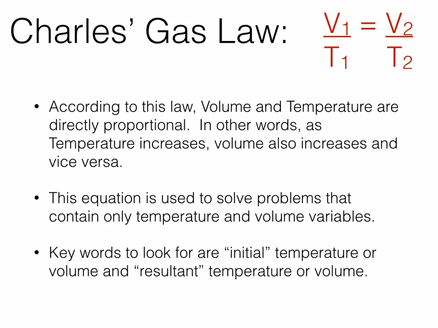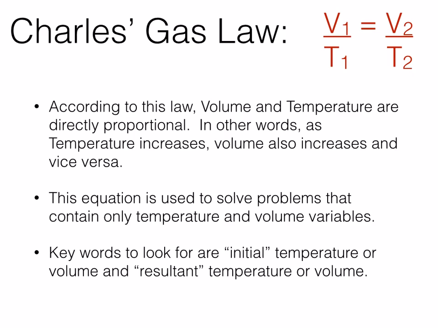When we're trying to solve problems, we're going to be using this equation, V1 divided by T1 equals V2 divided by T2, especially when we're dealing with problems that have only two variables, temperature and volume. And again, like Boyle's law, we want to look for keywords such as initial temperature or volume, or resultant temperature and resultant volume.